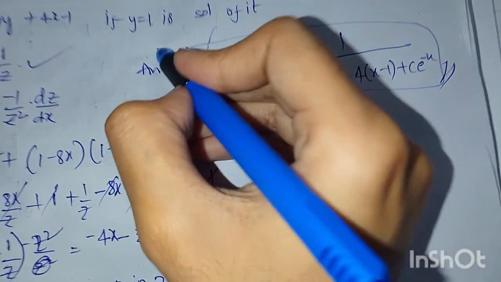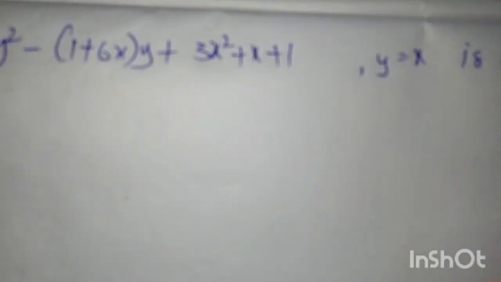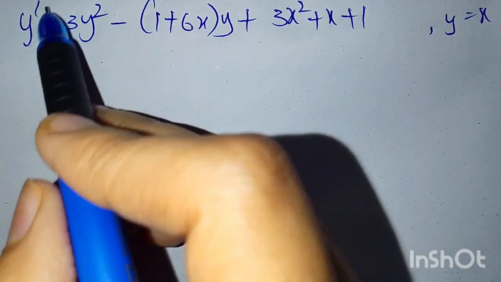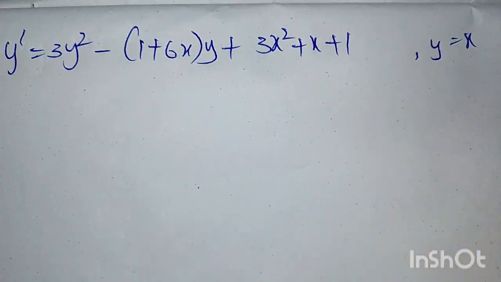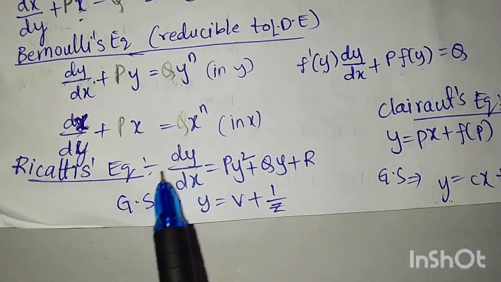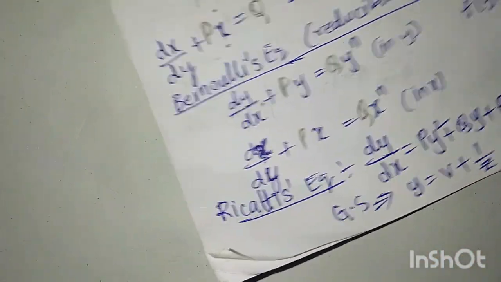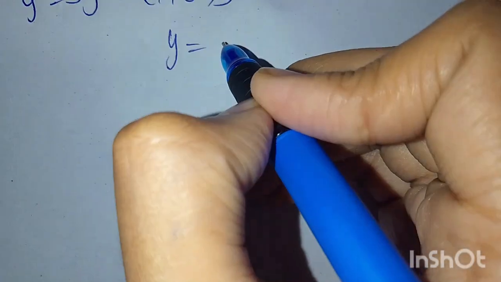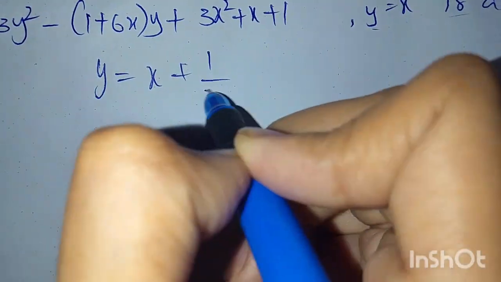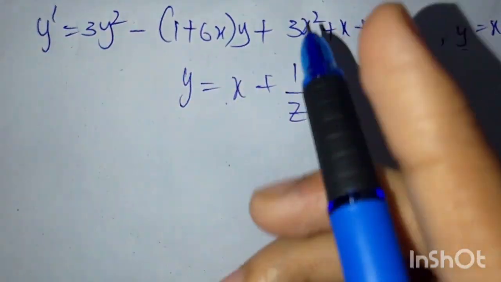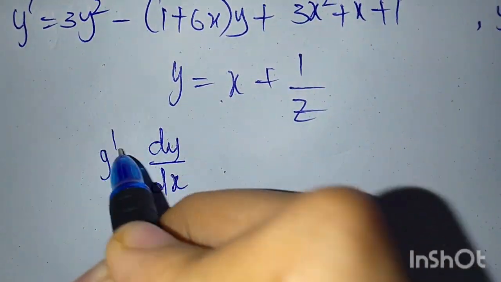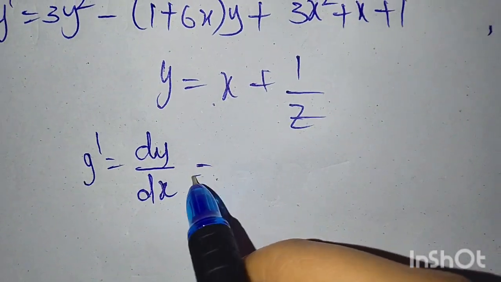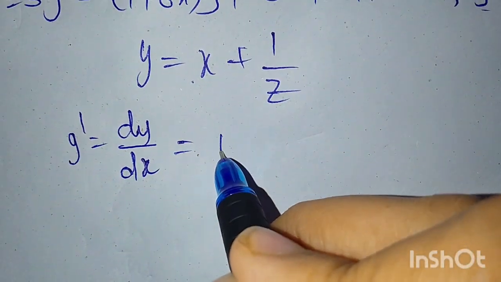So see, dy by dx is equal to py square minus qy plus r. So this is also Riccati's equation, right? So what is the general solution? First we should take y is equal to, it's given that y is a solution, so x plus 1 by z. This is known. Okay. So what should I do next? dy by dx, which is y dash. y dash is equal to dy by dx is equal to, so this will be 1 minus 1 by z square into dz by dx.